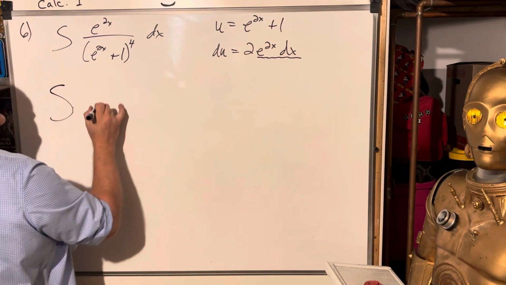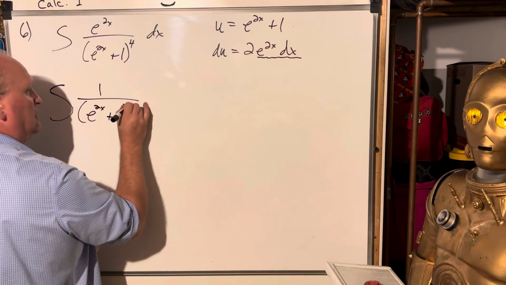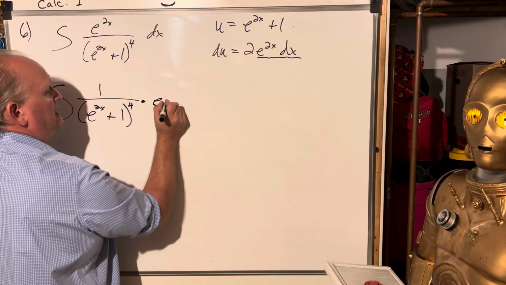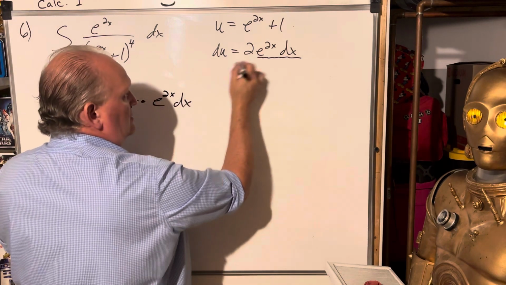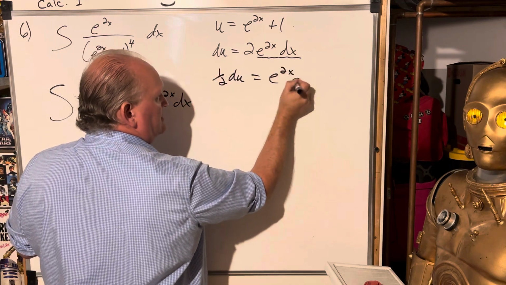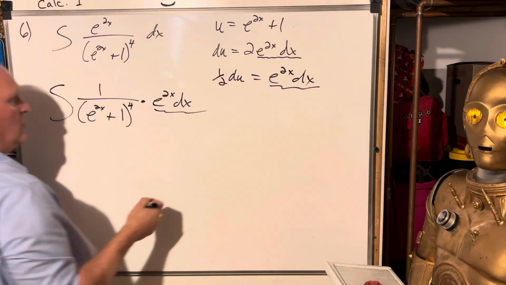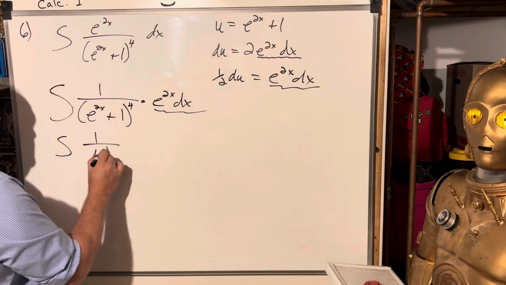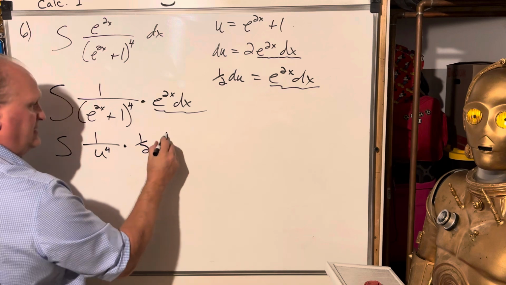So this times e to the 2x dx. That's what's going on there. And so this 1/2 du is equal to e to the 2x dx. So this equals this. I can now do my u substitution. So 1 over u to the 4th times 1/2 du.